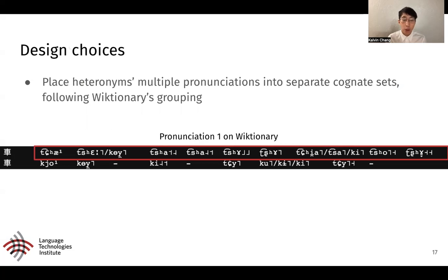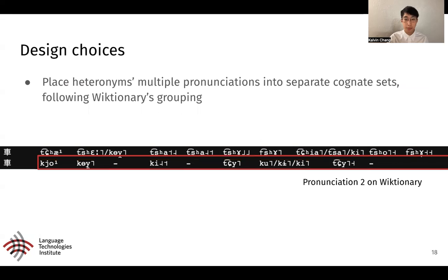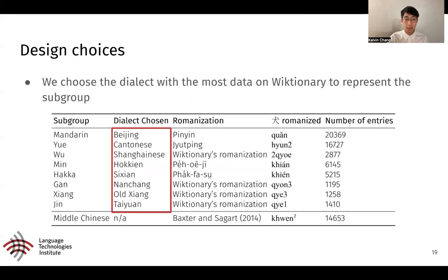For heteronyms, or characters with multiple pronunciations, we place Wiktionary's groups of pronunciations into separate cognate sets. For example, this particular character has 2 pronunciation groups on Wiktionary, and as such, in our dataset, the character has 2 cognate sets. We also choose the dialect with the most data on Wiktionary to represent the subgroup.